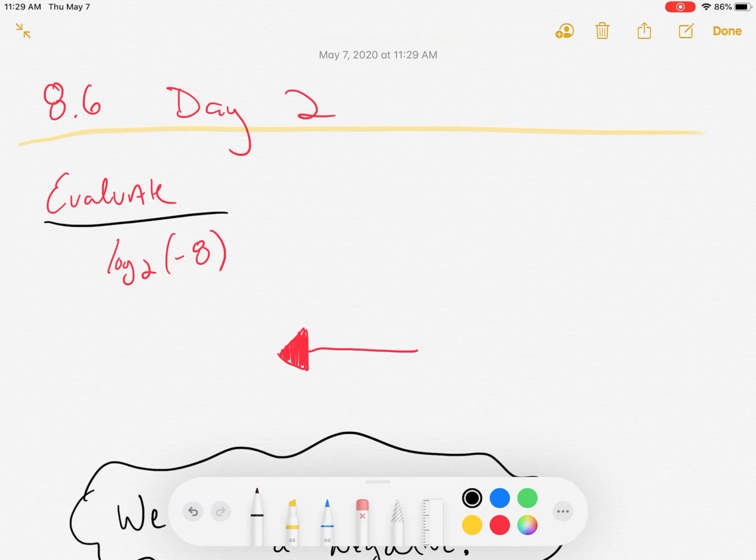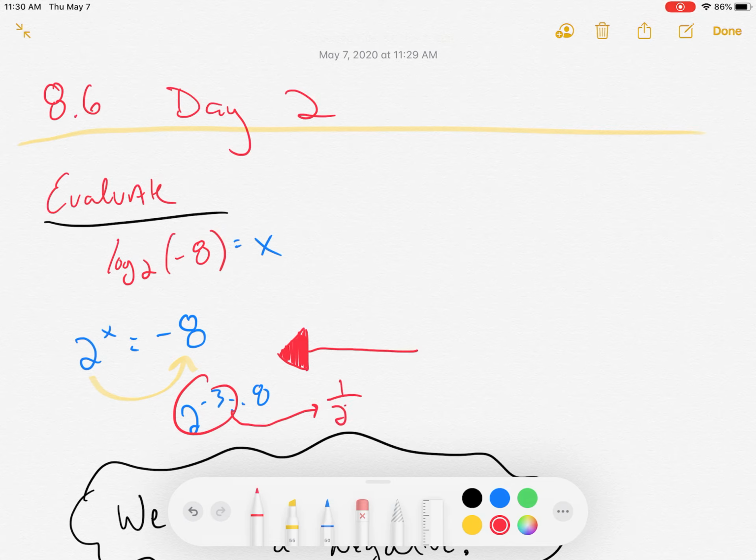But anyways, just to get us started, it says to evaluate. Remember, evaluate means you should get a number answer in the end. Log base 2 of negative 8. So again, there's an implied equals x right here. Put it in exponential form. You get 2 to the x power equals negative 8. Now, a common mistake here is to say, oh, if I want to make this negative, I could just say 2 to the negative 3 is negative 8. But remember, when you do that, a negative exponent goes to the bottom, so it'd be 1 over 2 to the third.